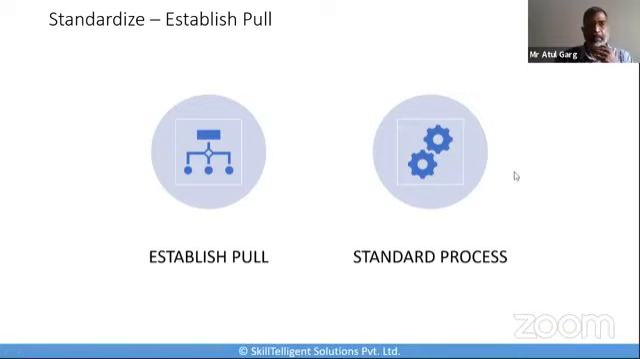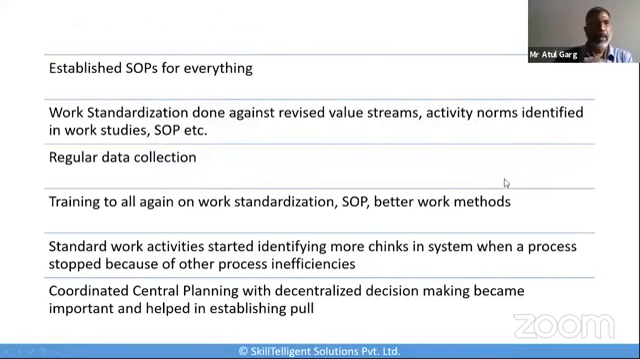So what we did over here, we established SOPs for everything. Work standardization was done against revised value streams. Activity norms were identified in work studies, SOPs were established. We also set up the regular data collection mechanisms. Training was given to all again on how the work standardization was done, what the new SOPs were, what the better work methods were, and so on and so forth. Standard work activities were started to identify more changes in the system. And when a process stopped, it also identified what other process was inefficient, and that again led us to further improvement.